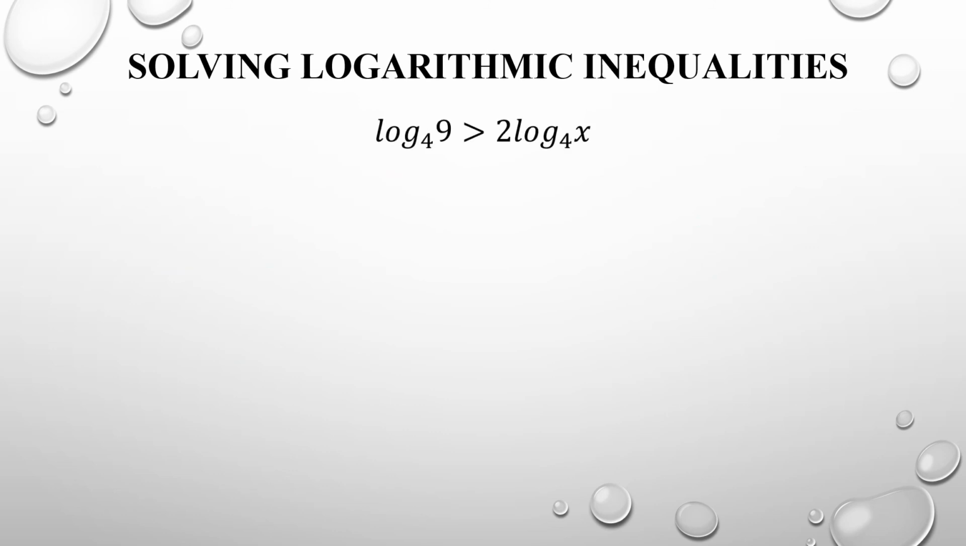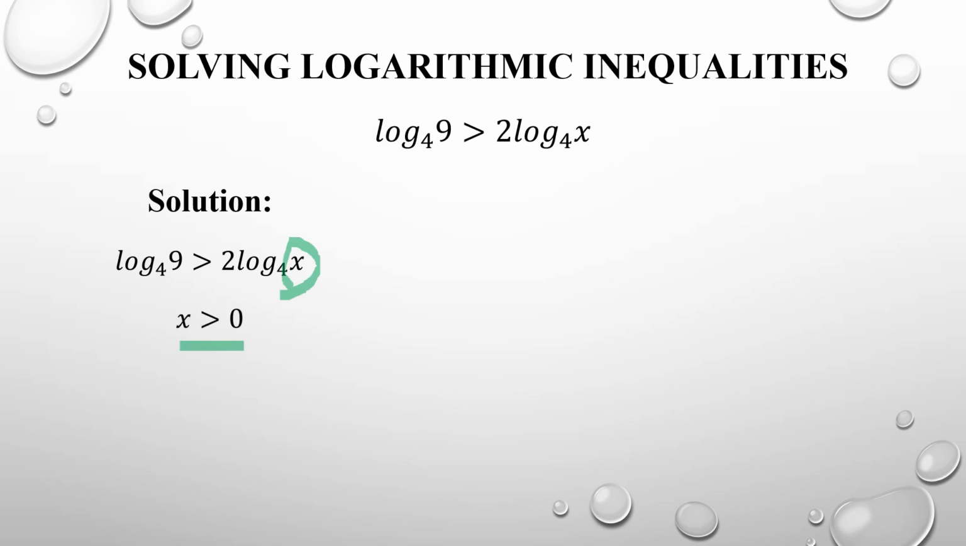Next, we have logarithm of 9 to the base of 4 is greater than 2 times the logarithm of x to the base of 4. So, dito sa part na ito, magkakaroon tayo ng condition for our x which should be greater than 0. Next, applyan natin ang power rule. Itong part na ito. So, magkakaroon tayo ng logarithm of 9 to the base of 4 is greater than logarithm of x squared to the base of 4. At since parehas na sila ng base, pwede na natin gamitin ng 1-to-1 property. Kaya magkakaroon tayo ng 9 is greater than x squared.